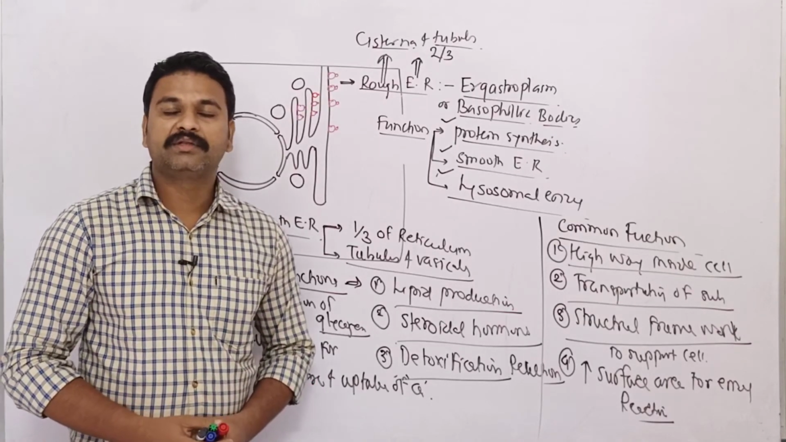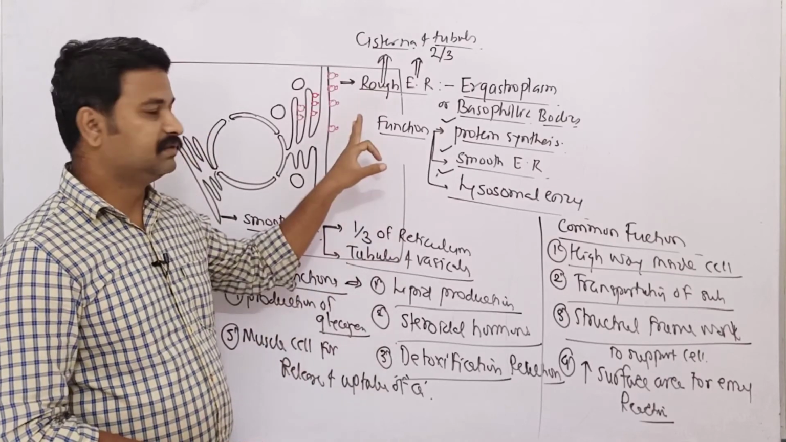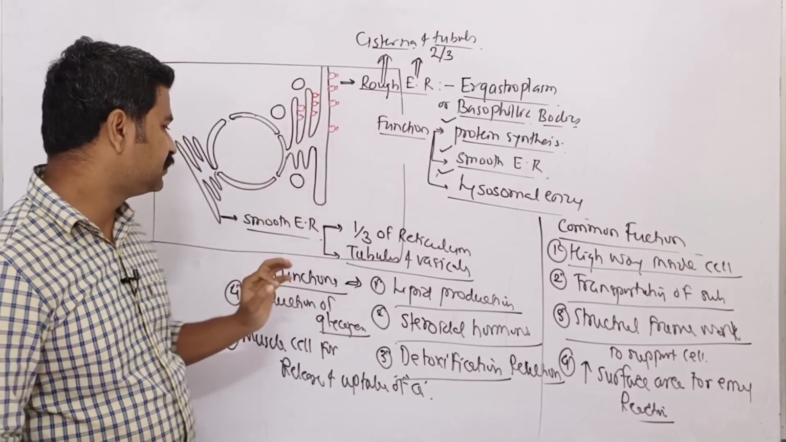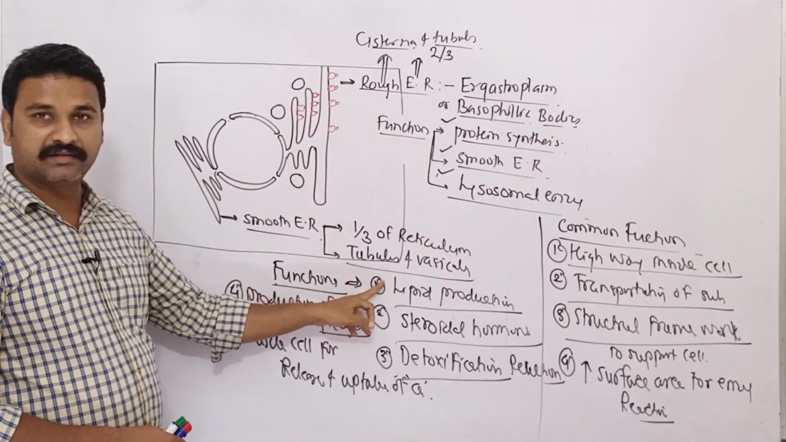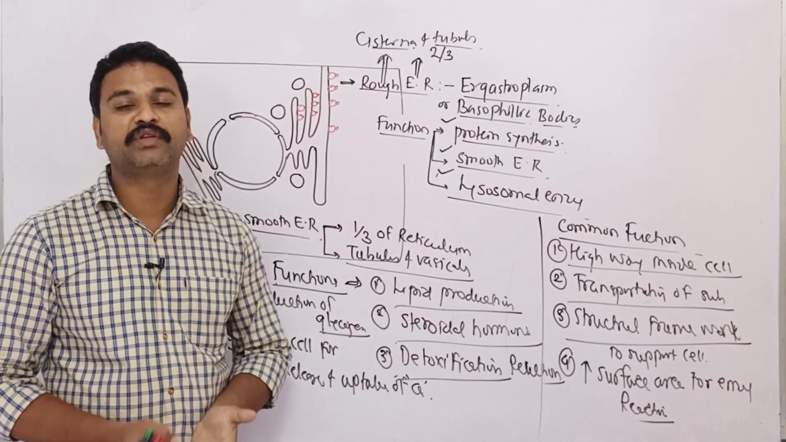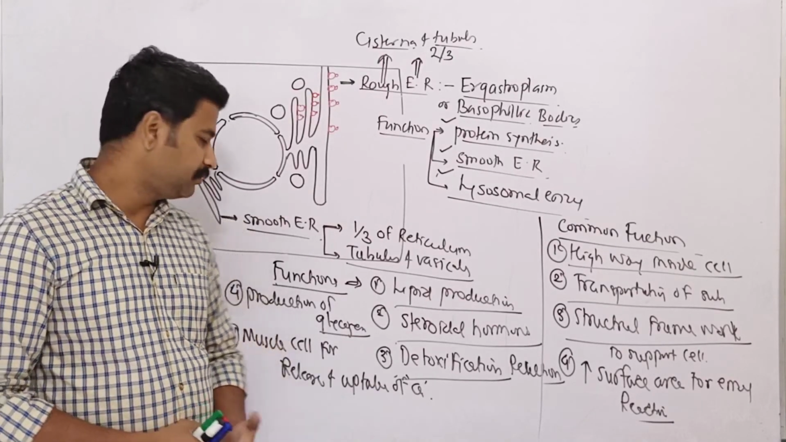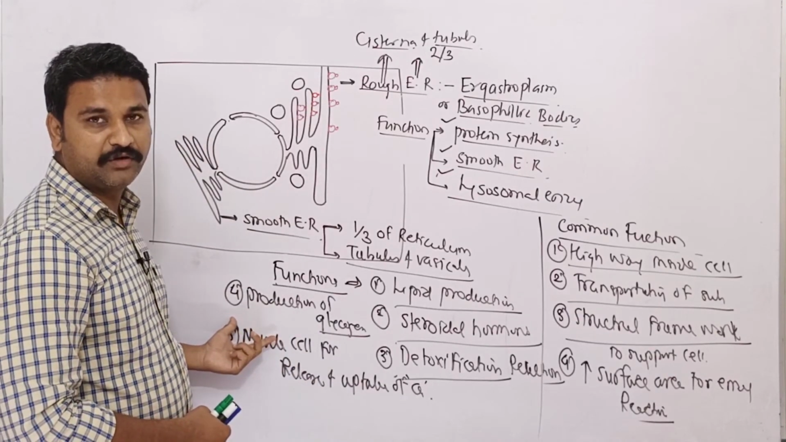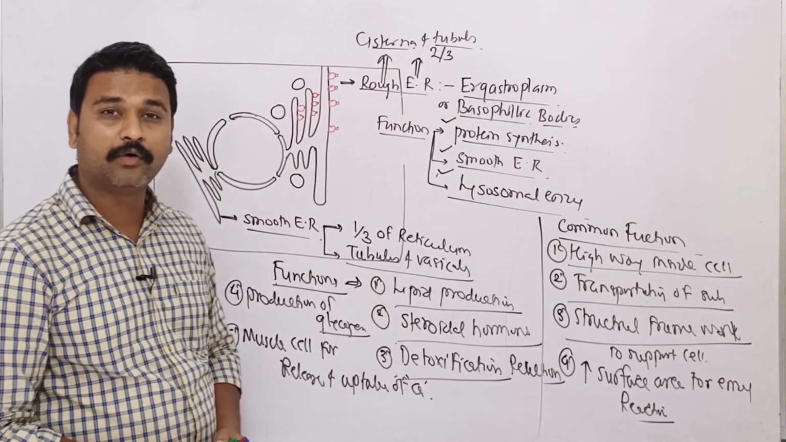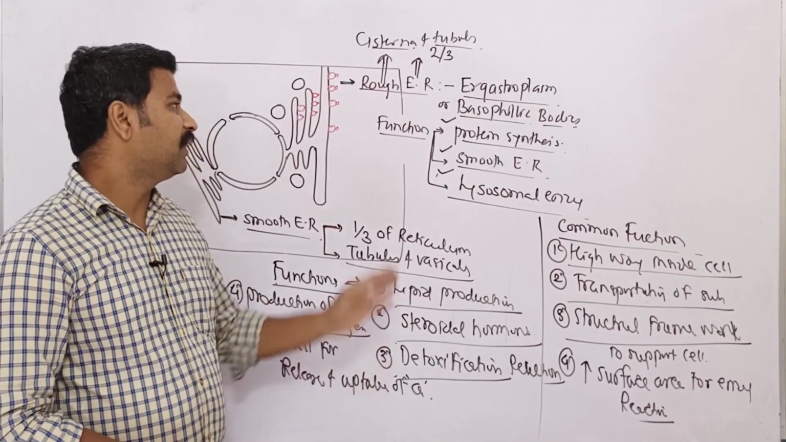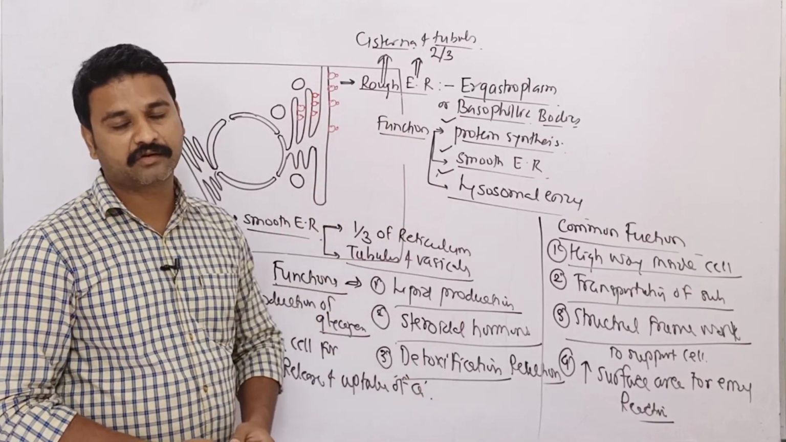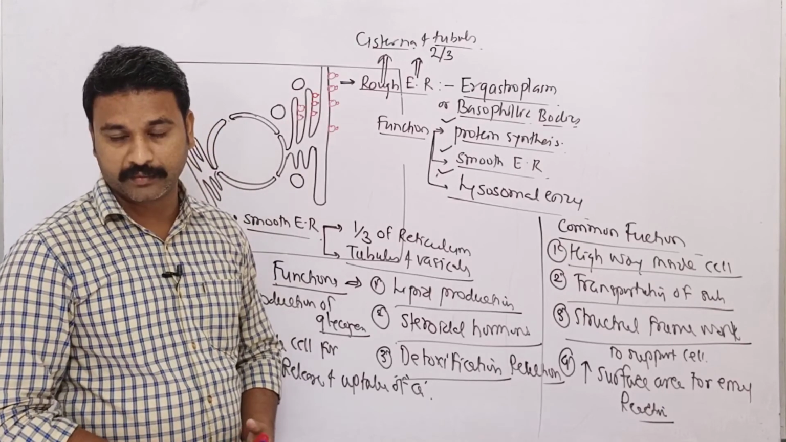smooth endoplasmic reticulum. Now, the cells which are more concerned with protein synthesis will have more rough endoplasmic reticulum, and the cells which are more concerned with lipid synthesis or steroidal hormone synthesis will have more smooth endoplasmic reticulum. For example, muscle cells will have more smooth endoplasmic reticulum. Testes is a steroidal hormone producing site, so it will have more smooth endoplasmic reticulum, while secretory or glandular cells which secrete proteinaceous hormones will have more rough endoplasmic reticulum.